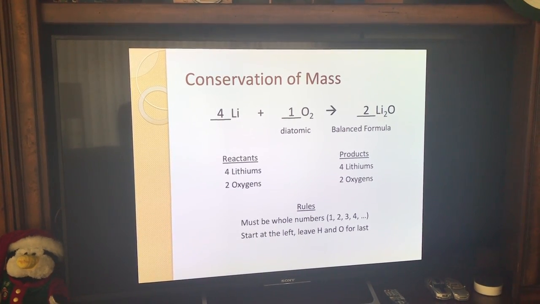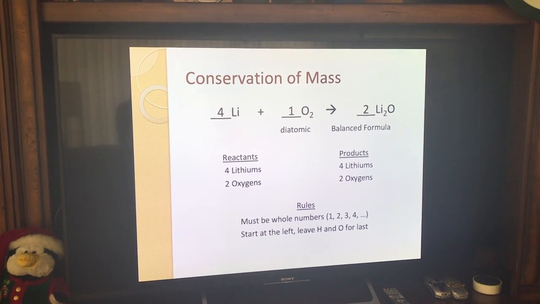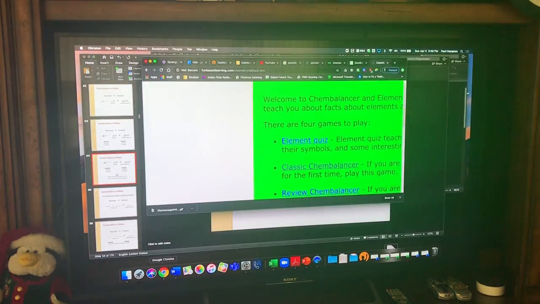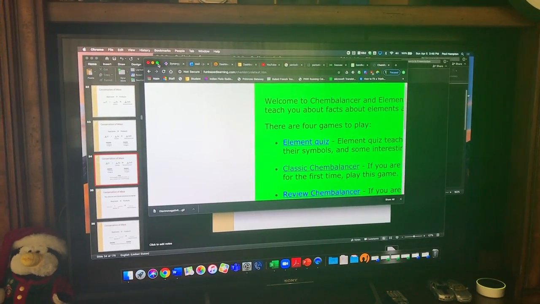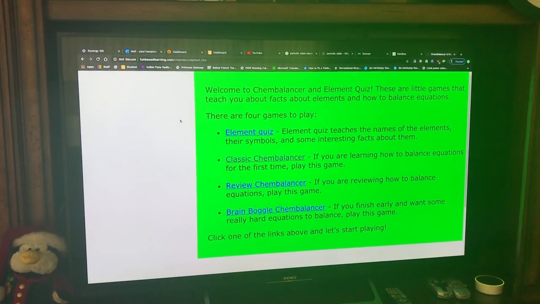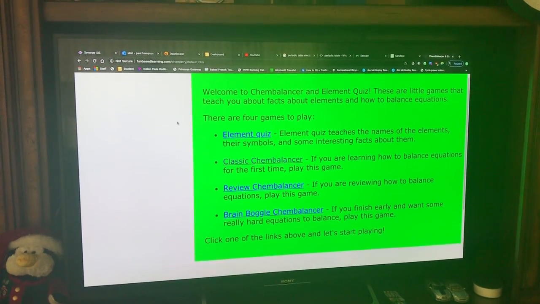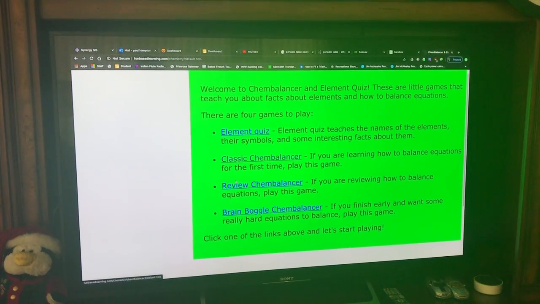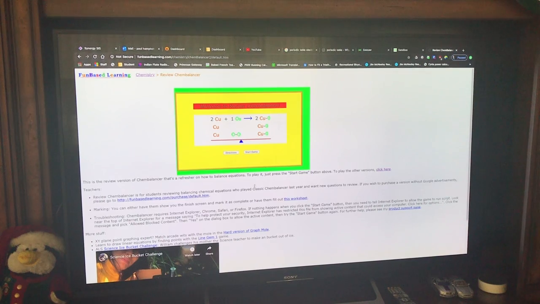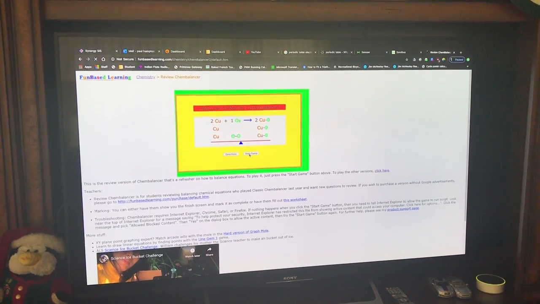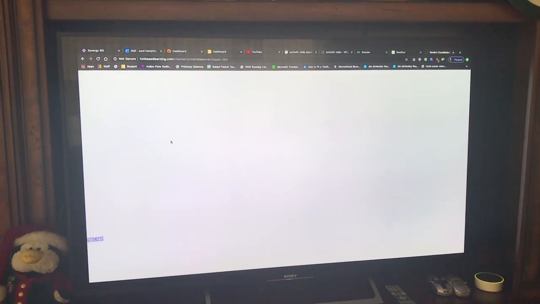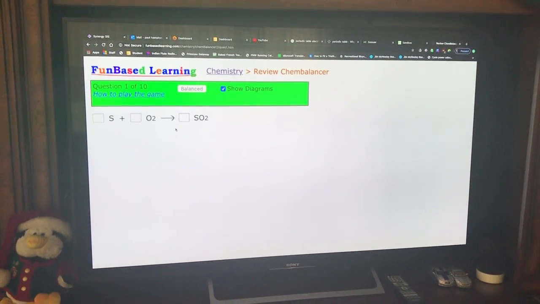And then another one that we had worked with before, and I want to go through the website with you just briefly here. All right, there we go. This is ChemBalancer. All of you played the game ChemBalancer, and so remember, there's 3 levels: classic, review, and brain boggle. So I'm going to start with the review version. And so remember that we just start the game. And then what it does is it starts to, I'm going to make this a little bit bigger so we can all see it.